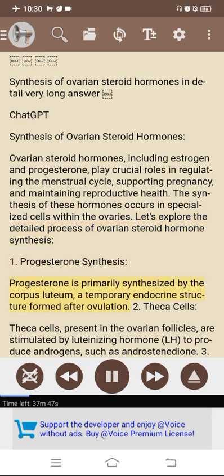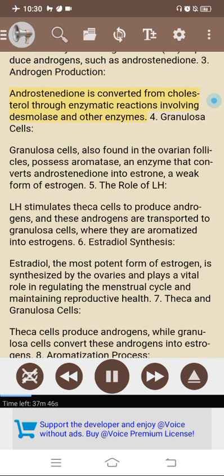1. Progesterone synthesis. Progesterone is primarily synthesized by the corpus luteum, a temporary endocrine structure formed after ovulation. 2. Theca cells. Theca cells, present in the ovarian follicles, are stimulated by luteinizing hormone (LH) to produce androgens, such as androstenedione. 3. Androgen production. Androstenedione is converted from cholesterol through enzymatic reactions involving desmolase and other enzymes. 4. Granulosa cells. Granulosa cells, also found in the ovarian follicles, possess aromatase, an enzyme that converts androstenedione into estrone, a weak form of estrogen.